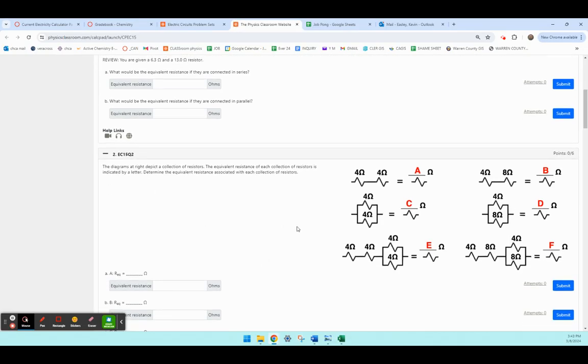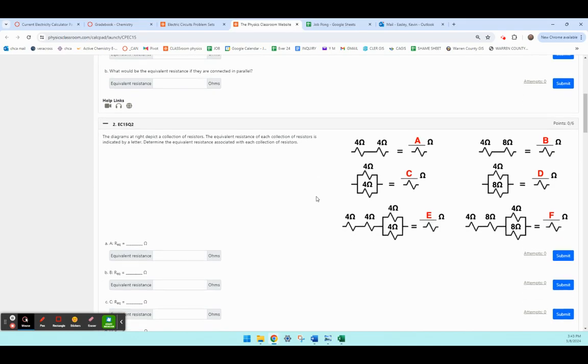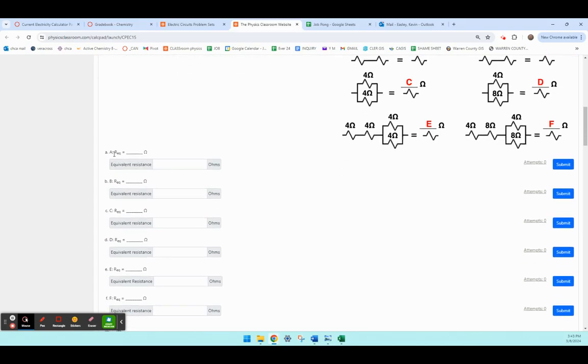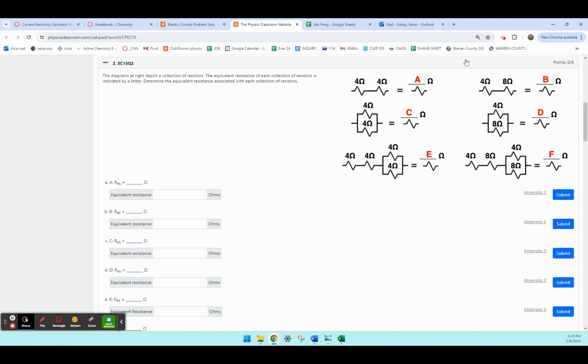This question number 2 here shows them different ways, and it says the equivalent resistance of each collection of resistors is indicated by a letter. Determine the equivalent resistance associated with the collection of resistors. So basically, we have a bunch of letters here, and it's saying, well, what is the total resistance in all of these scenarios? So like in this one, it would be 4 plus 4 because they're in series. This one, it would be 1 over 4 plus 1 over 4 inverse. So remember, 1 over our total, we would use our equation that we have for when they're connected in parallel.